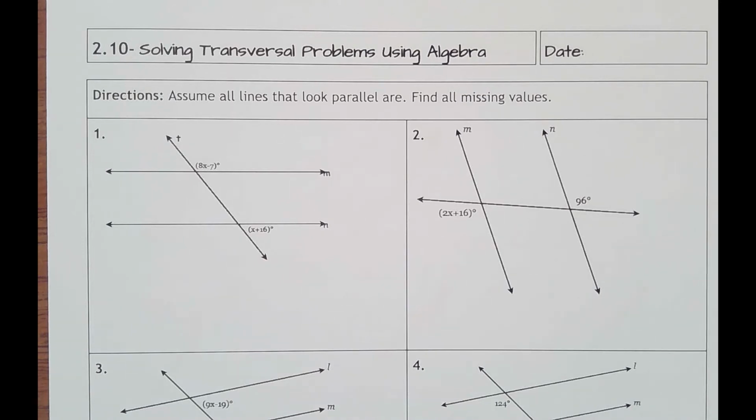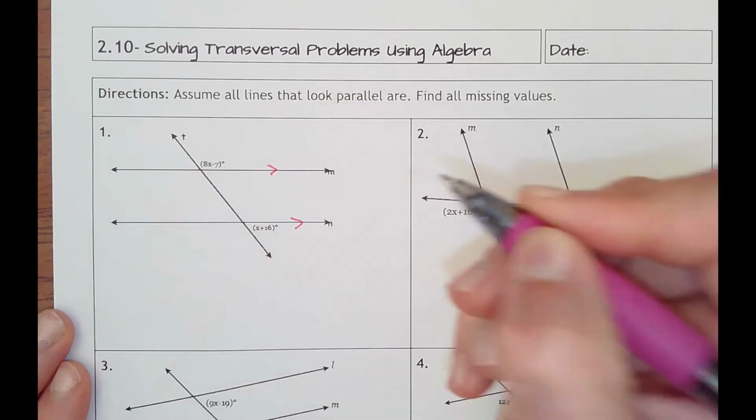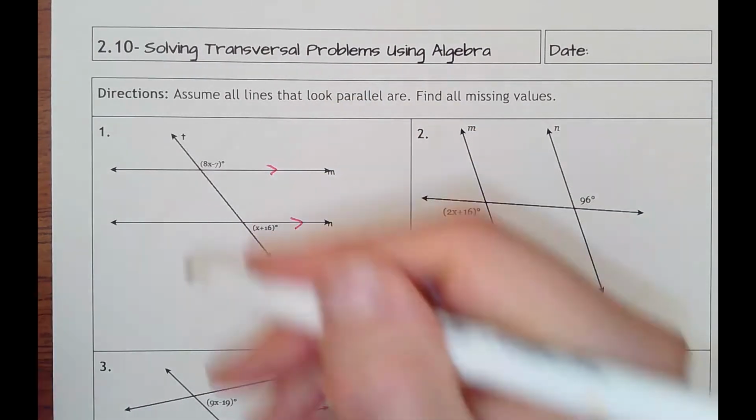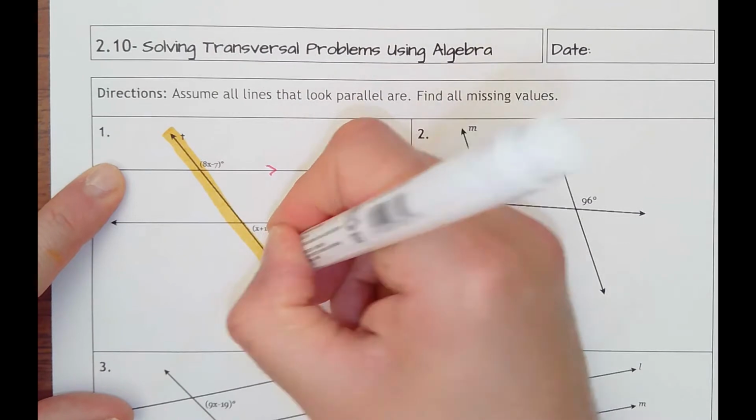Lesson 2.10, solving transversal problems using algebra. Assume all lines that look parallel are. Find all missing values. So again, we've got our lines M and N, which look parallel, so we'll say they are. We've got our transversal T.